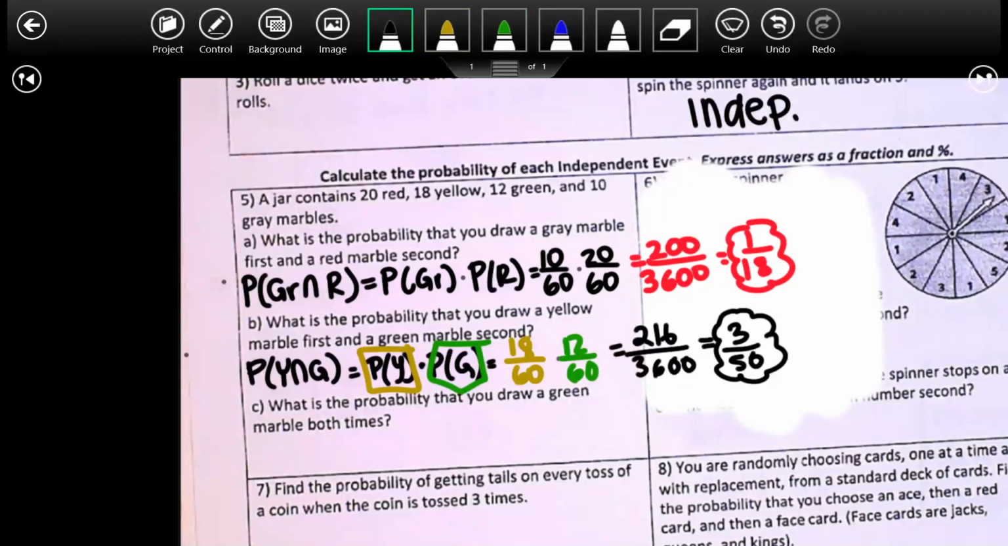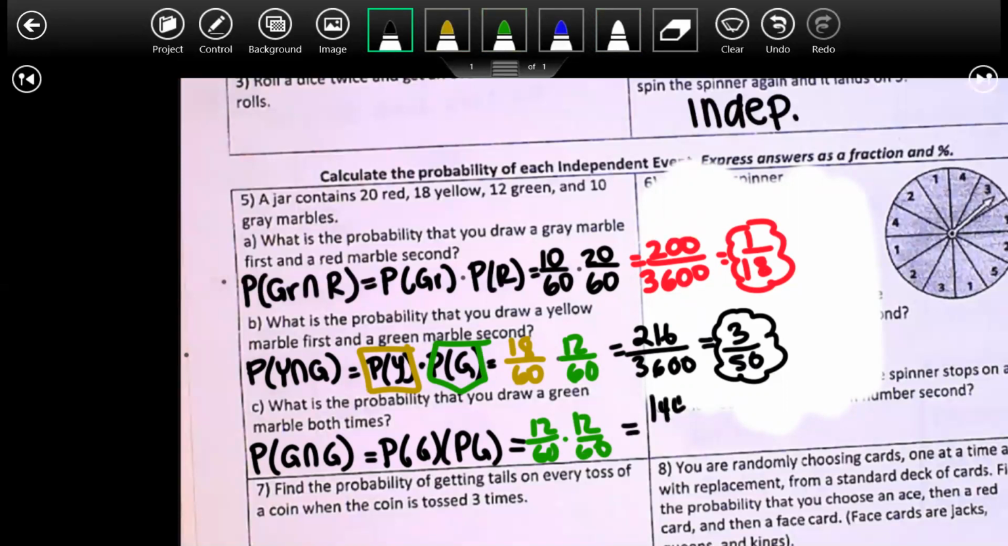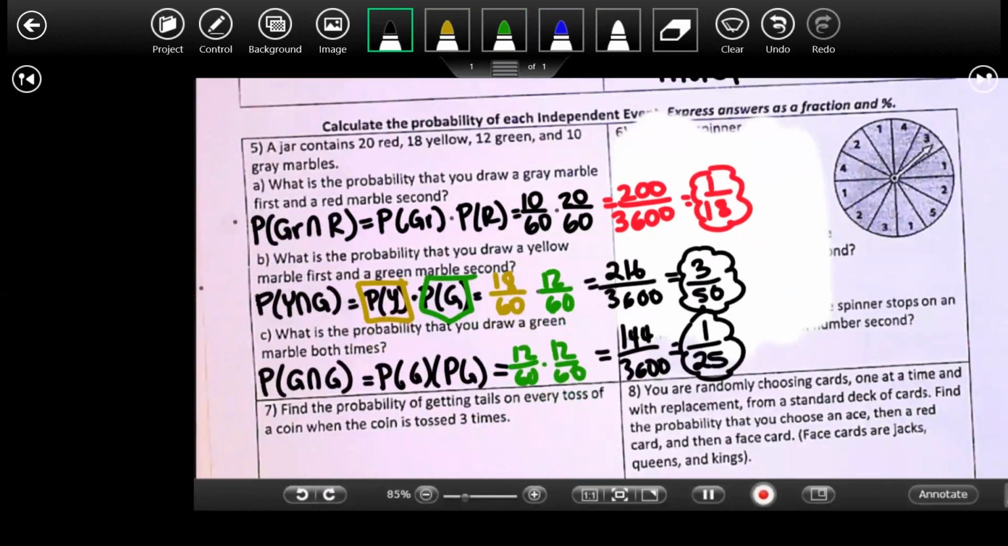What do we do for the last one? It says probability that you draw green both times. So we're going to do probability of green and green. P of G times P of G. 12 over 60 times 12 over 60. 144 over 3,600. Not 25, 1 over 25. If it was 25% chance, we'd say 1/4. And there you go. That's how you want to be able to set up a lot of them. Try to work your way through them.